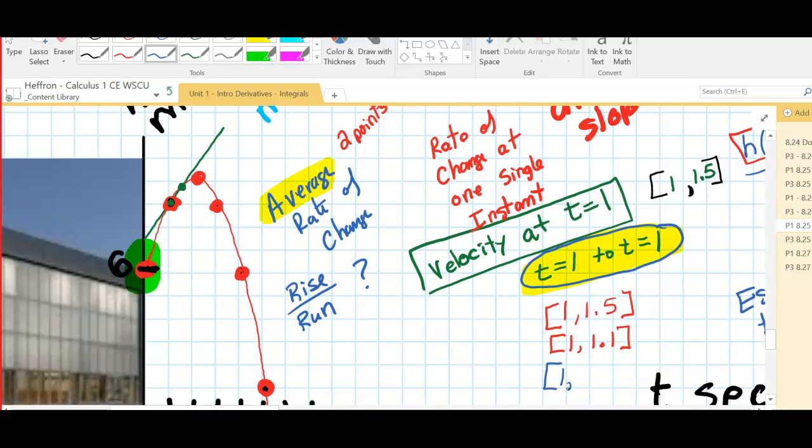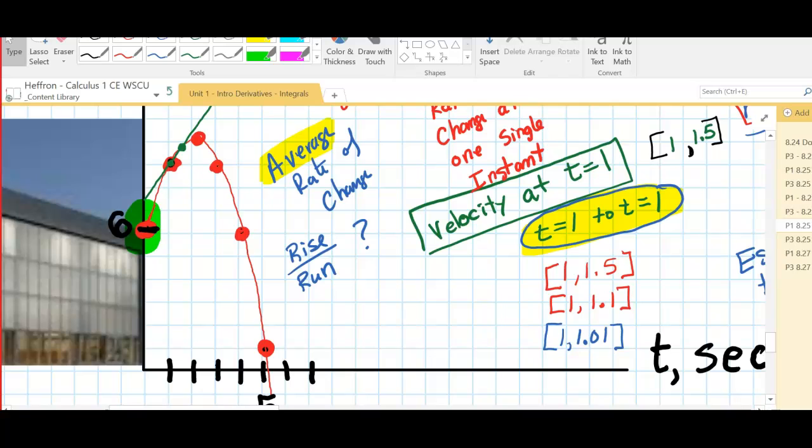What if I went from 1 to 1.01? Is that closer than 1.1? Yes, because you're only 1/100th away, right? Melissa, yeah. What's even closer than 1.01? Leslie, what's even closer than 1.01?